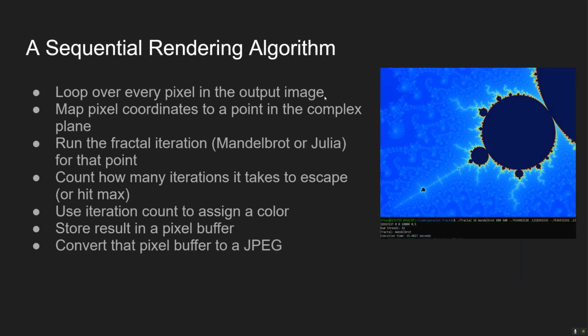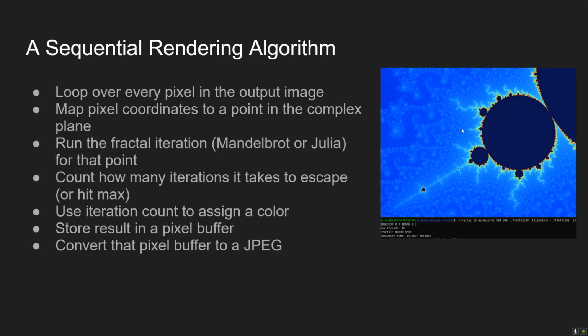If you were thinking about rendering this, the first way you might think of doing it is sequentially: looping through each pixel in the image, mapping that to its complex plane coordinate, running the fractal algorithm, seeing how long it takes to escape, assigning that pixel a color, and moving to the next pixel. Repeat until every pixel has a color, then take that pixel buffer and convert it to a JPEG. That's exactly what my rendering code does.